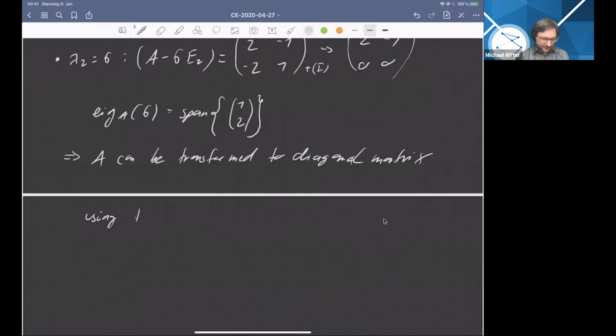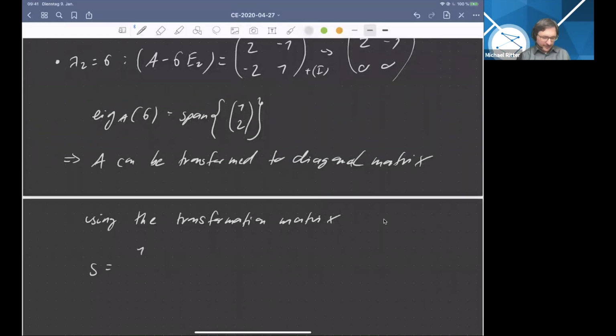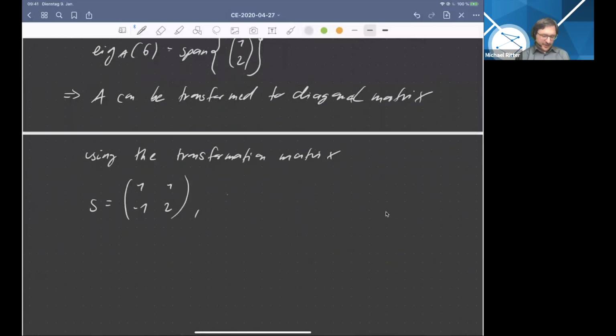using the transformation matrix. We're going to call this one S, and that consists just of the eigenvectors in the entries here. So the eigenvectors are (1, minus 1) and (1, 2). Okay, so that's our transformation matrix. And we also can write down the result of that, S to the minus 1 AS, the resulting diagonal. That would be 9 and 6 on the diagonal. So it looks like this.